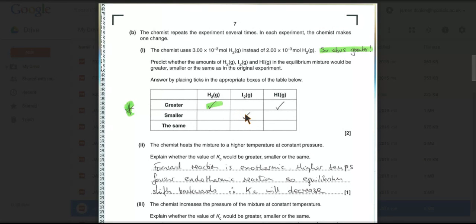And the upshot of that would be you'd have more moles of HI because to minimise the change, the Le Chatelier's principle, if you like, the extra H2 will react with the I2 and therefore produce more HI as a result.